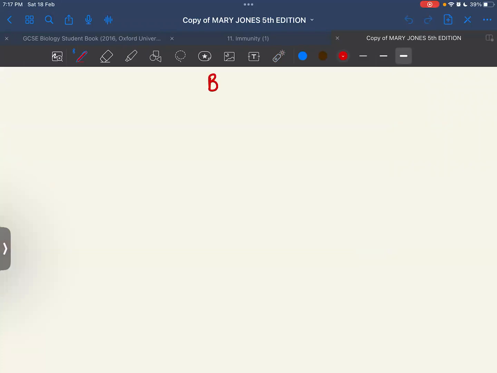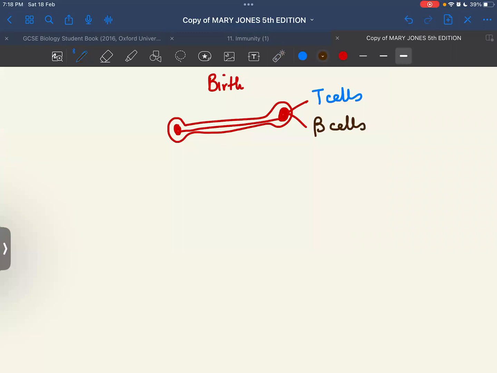This is at birth, right? At birth, let's say that this is our bone. कोई सी भी bone उठा लें, कुछ खास bones में ये mature होते हैं. We have bone marrow inside the bone, ठीक है? So when we are born with the T cells and with the B cells, ठीक है? After birth, they undergo maturation, ठीक है?